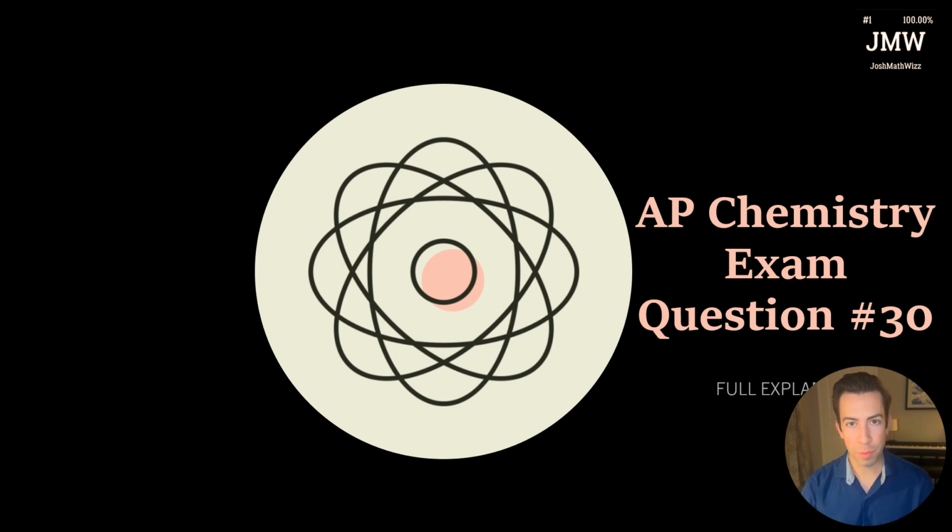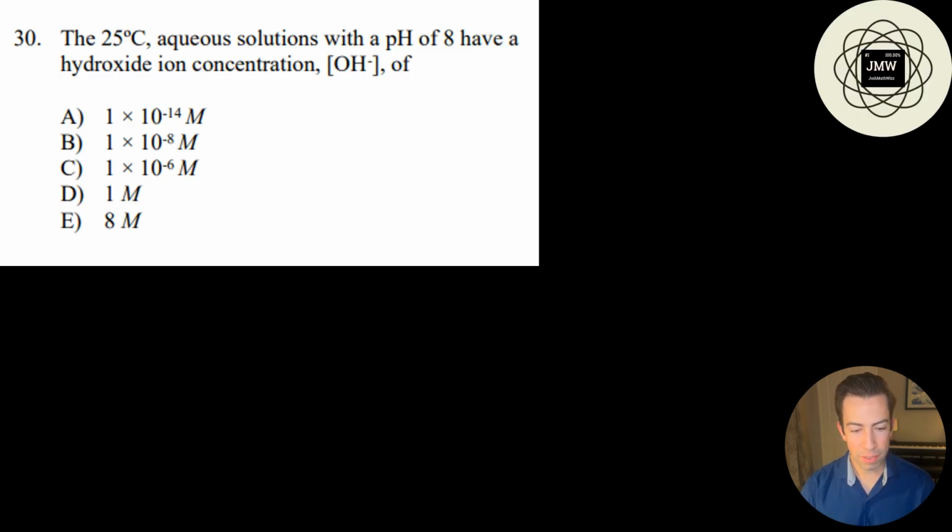Okay, let's get started with question number 30. So the 25 degrees Celsius aqueous solution with a pH of 8 has a hydroxide ion concentration of what?